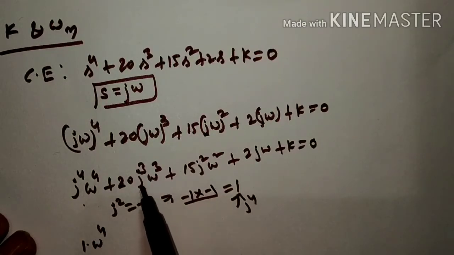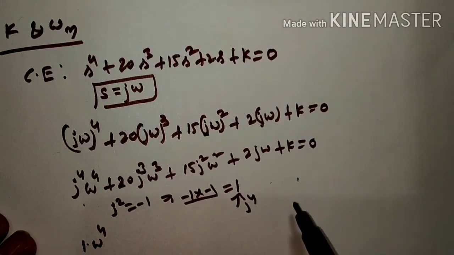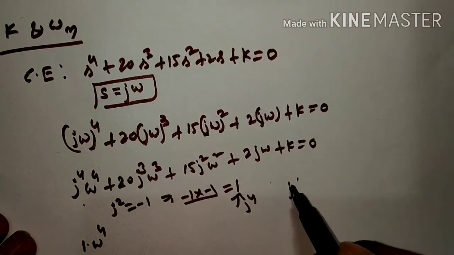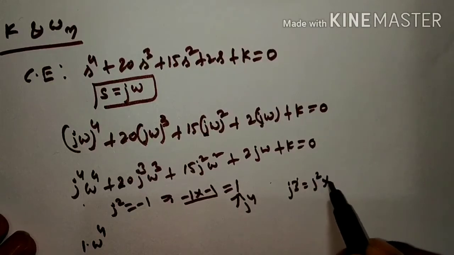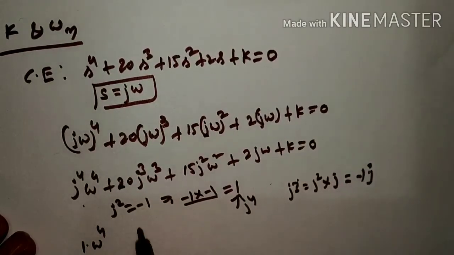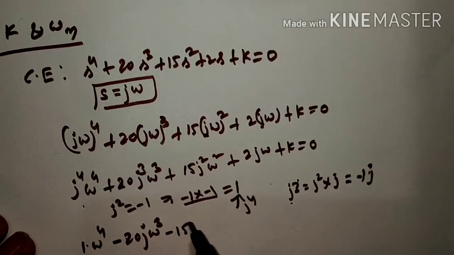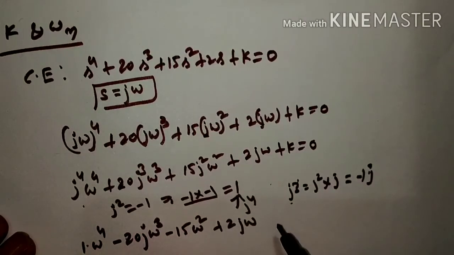Now j^3 means j^2 into j, so minus 1 into j. So j^3 is equal to minus j, giving 20 into minus j omega^3. And 15 j^2 means minus 1, so minus 15 omega^2, plus 2 j omega plus K equal to 0.